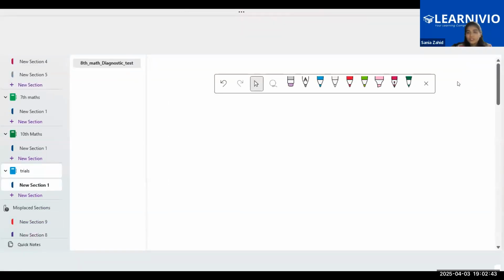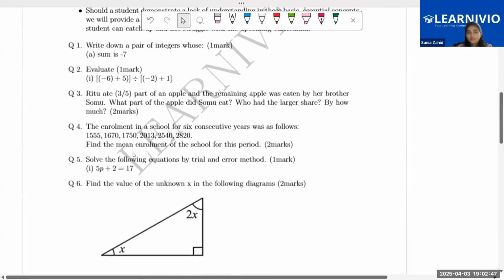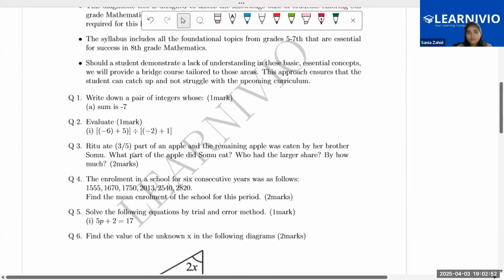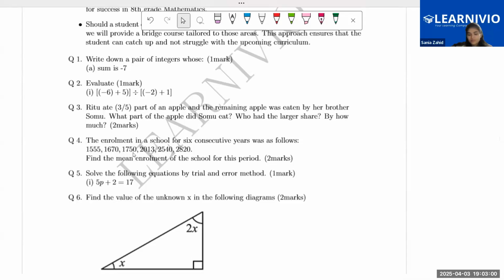Okay, Pavan, do you see the PDF on the screen? Yes, ma'am.